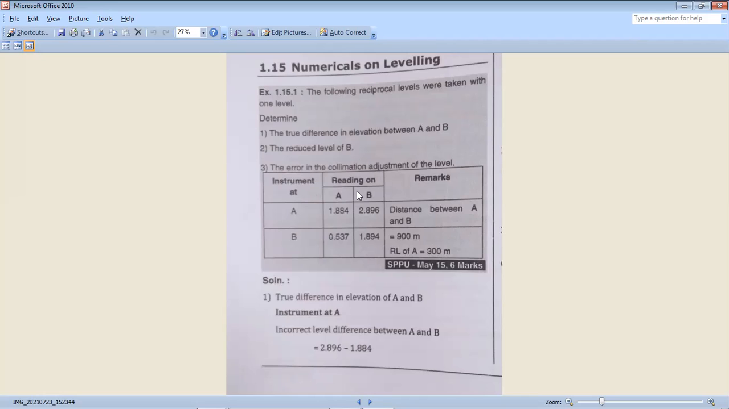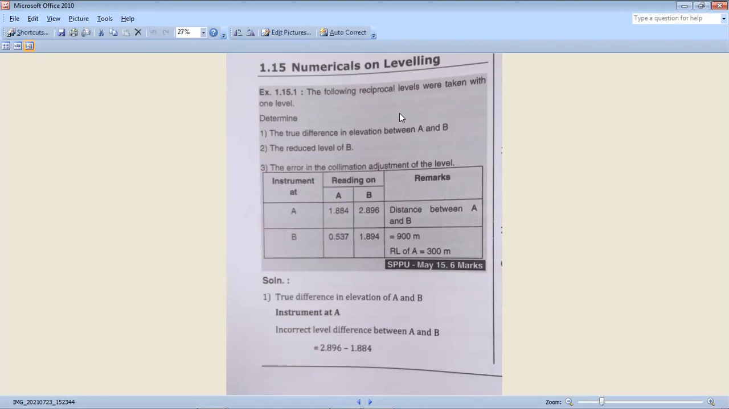Now in the exam, you may get such a small numerical. Actually, this numerical is for 6 marks, but in the exam, you may get multiple choice questions based on the small formulas. Okay. So one table is given, and as this is a numerical of reciprocal leveling, you have two points, station point A and station point B. Now you are taking the reciprocal leveling readings at A and at B. At both points, you are taking the readings.